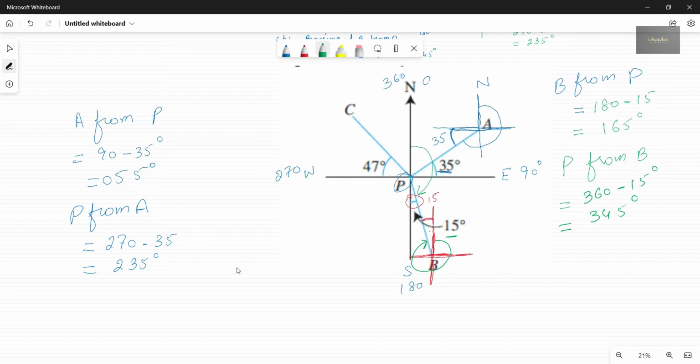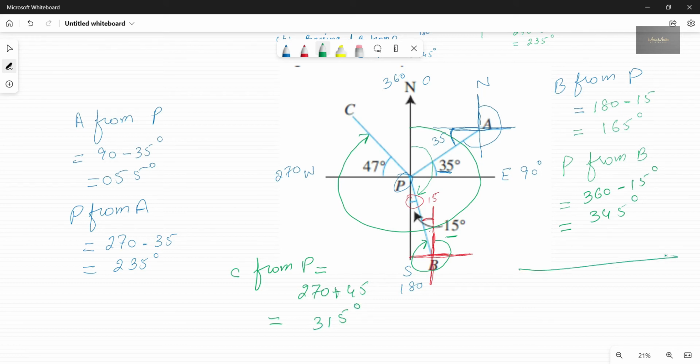So that's how we find actual bearing and reverse bearing, right? So another part, C from P. The bearing angle will start from here and will go all the way to line BC. Now follow me. It's 0 degree, 90 degree, 180 degree, 270 and then plus 47 because we are going 47 further from the line of 270. So it is 270 plus 47. Your answer is 317, right?